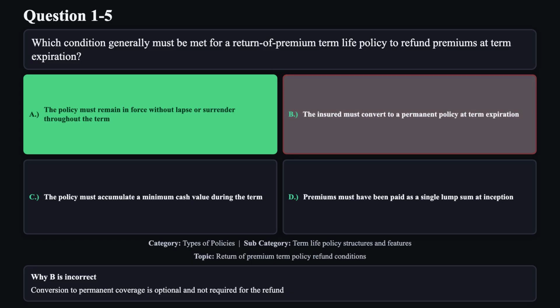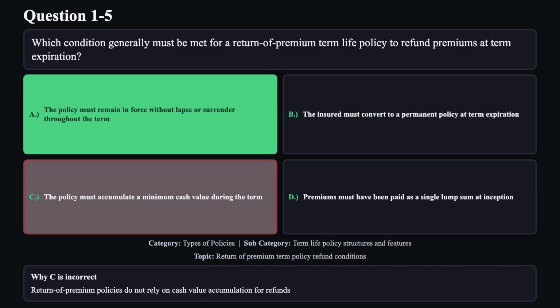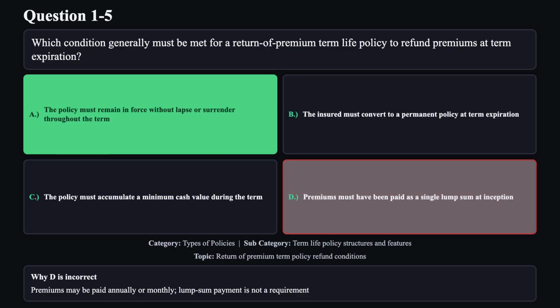Reason B is not correct. Conversion to permanent coverage is optional and not required for the refund. Reason C is not correct. Return of premium policies do not rely on cash value accumulation for refunds. Reason D is not correct. Premiums may be paid annually or monthly. Lump sum payment is not a requirement.